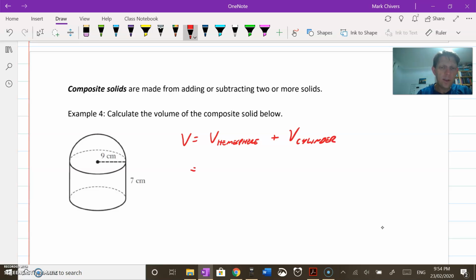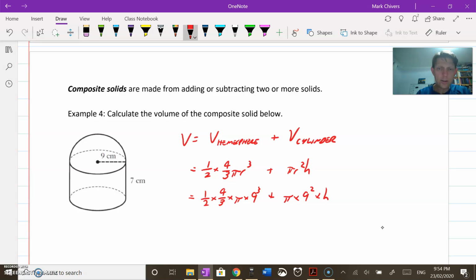So in this case, the volume of the hemisphere is going to be 1/2 times 4/3 pi r cubed. And the volume of the cylinder is going to be pi r squared, which is the area of the base, times by the height, giving us the volume of that cylinder. Okay, so we substitute in everything we know. That's 1/2 times 4/3 times pi, which is just a number, times 9, which is the radius. And then we're going to add to that pi times the radius squared times by the height. So the height in this case is 7.